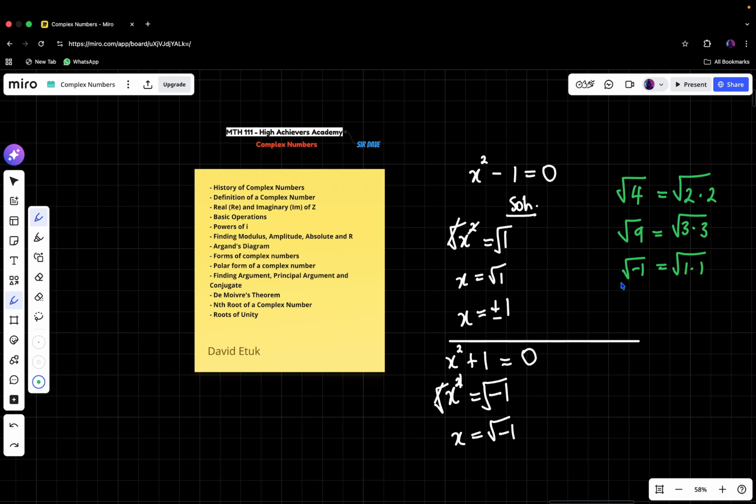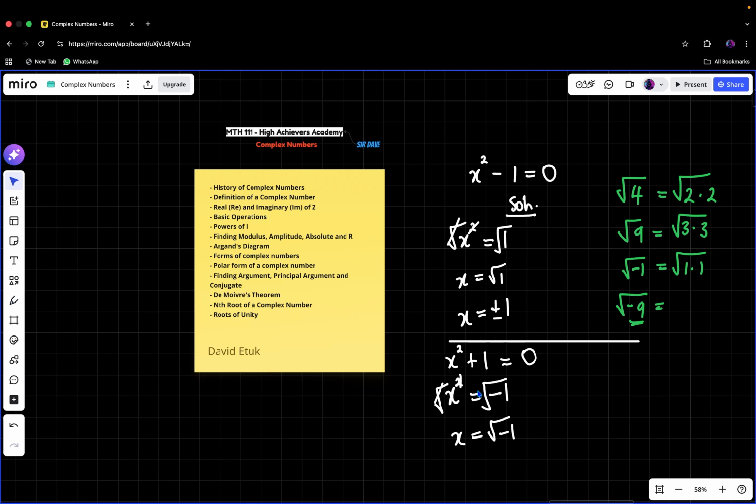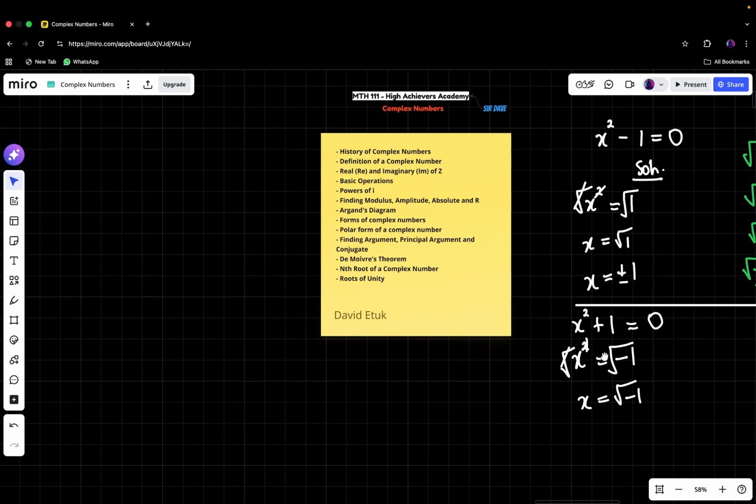Now, we get to find something interesting. We find that taking the square root of any negative number, say minus 9, also does not give us two same values to give us this value here. So this is where we introduce complex numbers. All right, that is where we introduce complex numbers.